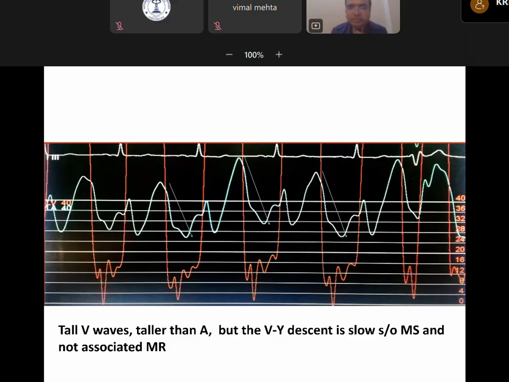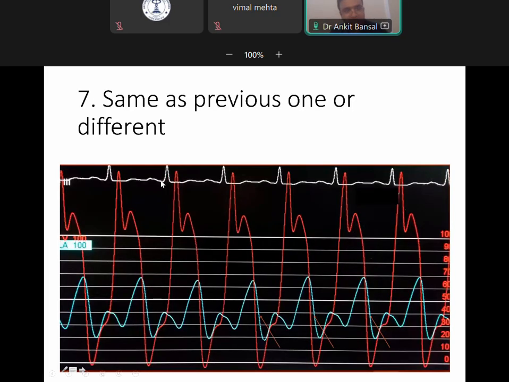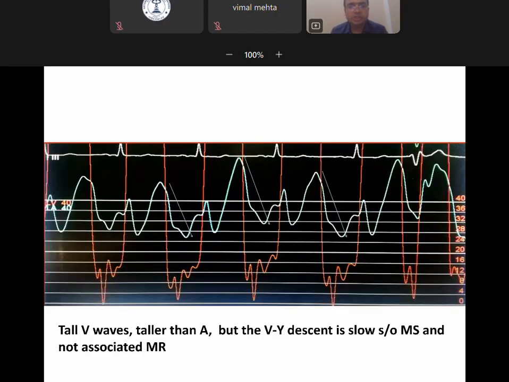Why no? X descent has nothing to do with the MS or MR. Vy descent is slow. Very good. So I got an answer. The Vy descent is very slow here. From the peak of this V wave till the end of the Y descent, it is taking more than half of the diastole for the pressures to come down. So it is a slow Vy descent.